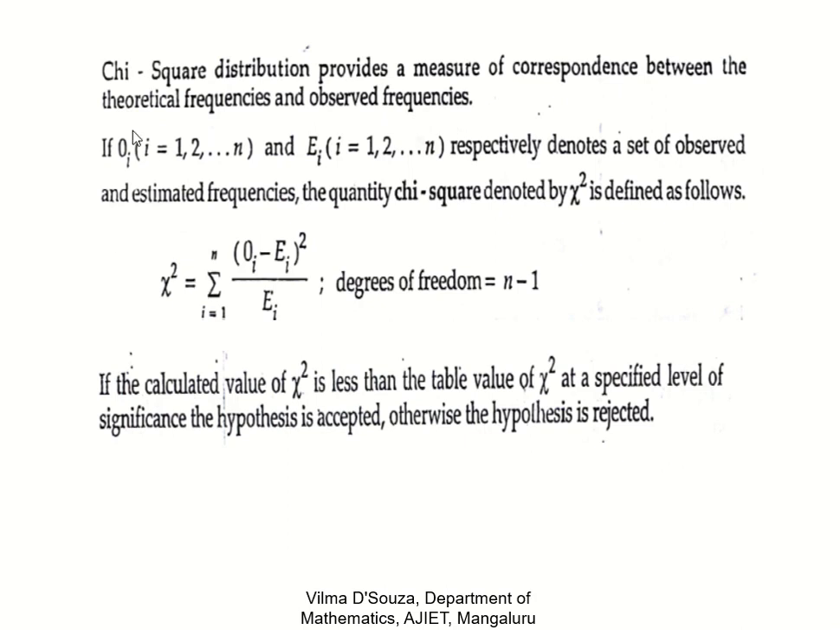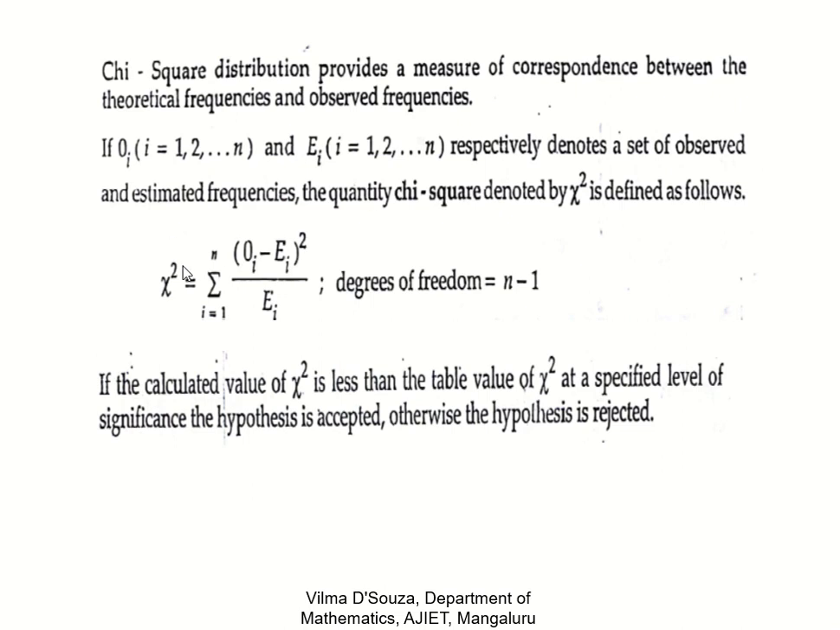Now suppose you have Oi, i varying from 1 to n, that is O1, O2, etc. On, and E1, E2, E3, etc. En respectively denote a set of observed and estimated frequencies. O stands for observed and E stands for estimated. So Oi is a set of observed frequencies, Ei is a set of estimated frequencies.